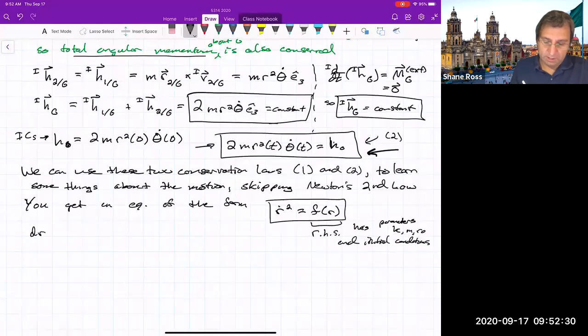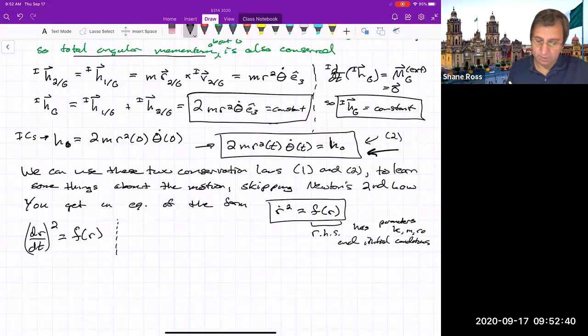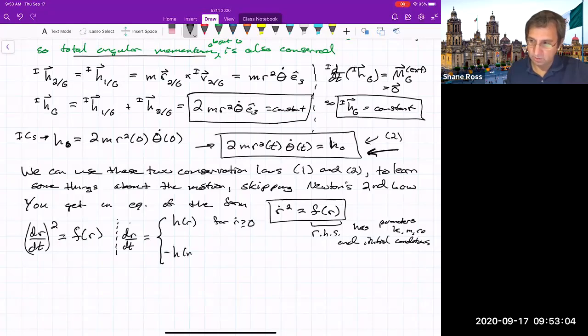Okay, so what does this mean? dr/dt squared equals f of r, which we could split into two cases. dr/dt equals h(r) for r dot greater than or equal to 0, and negative h(r) for r dot less than 0, where h(r) is the square root of f(r).